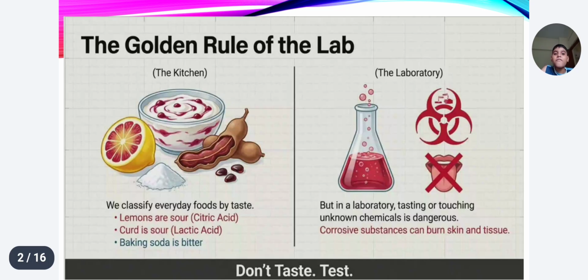We classify everyday food by taste in the kitchen. Lemon is sour, curd is sour, baking soda is bitter, salt is neutral. But in the laboratory, tasting or touching unknown chemicals is dangerous. Don't taste, test. Corrosive substances may burn skin or tissues.